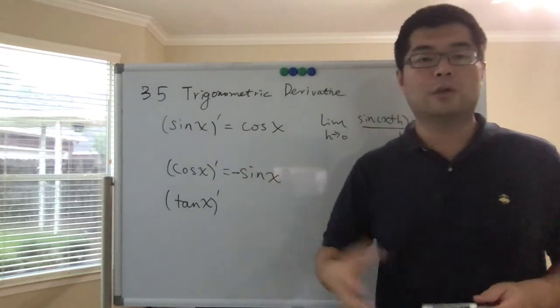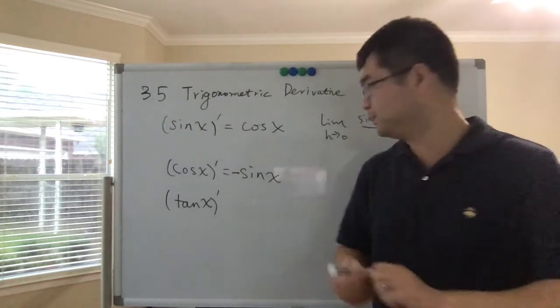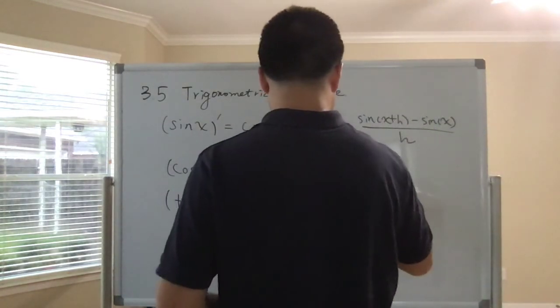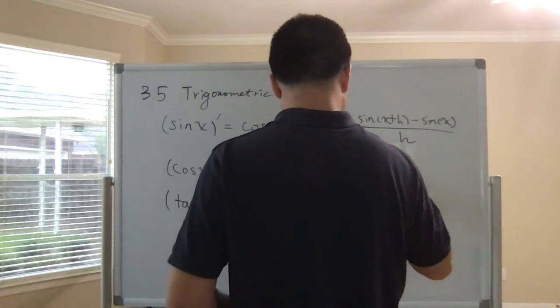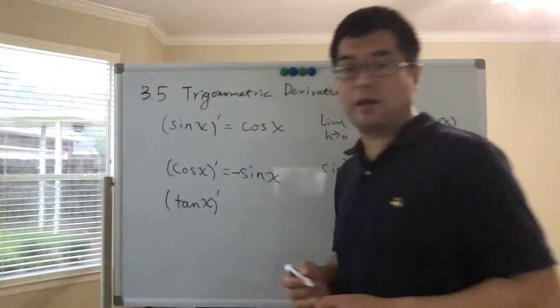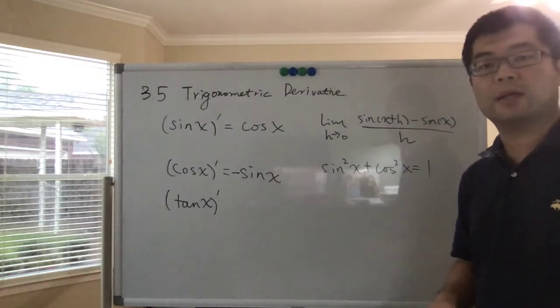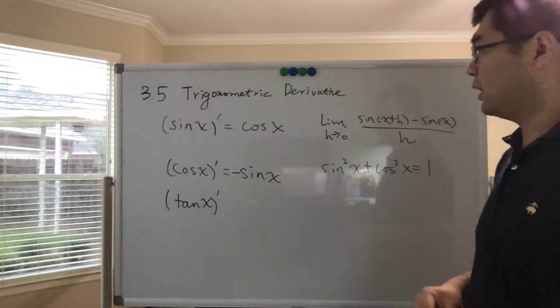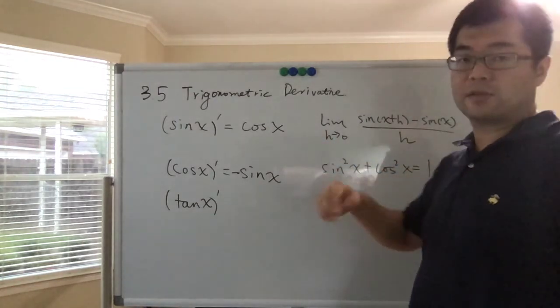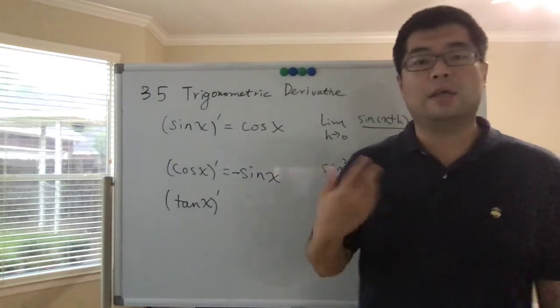Also remember that sine squared x plus cosine squared x equals 1. This is one of the very classical identities from the trig functions, so make sure you know this. The derivative of sine equals cosine. The derivative of cosine equals negative sine.